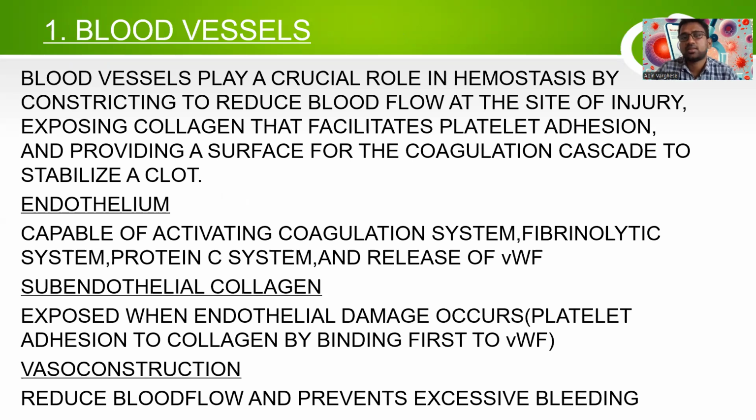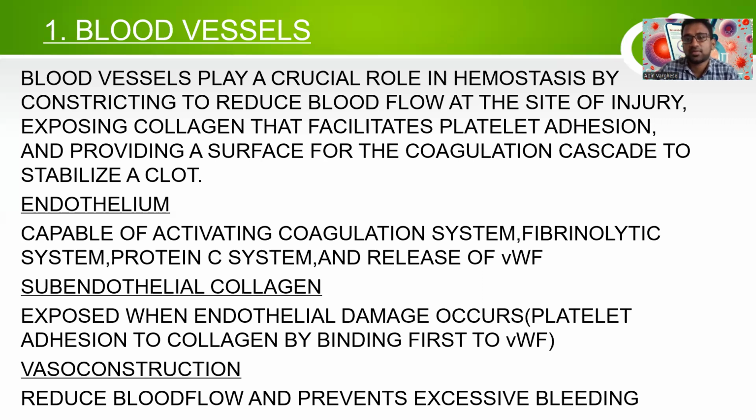Blood vessels play an important role in hemostasis by constricting to reduce blood flow at the site of injury, exposing collagen that facilitates platelet adhesion, and providing a surface for the coagulation cascade to stabilize a clot. How does it happen? The endothelium is capable of activating the coagulation system, the fibrinolytic system, the inhibitor pathway, and the release of von Willebrand factor.